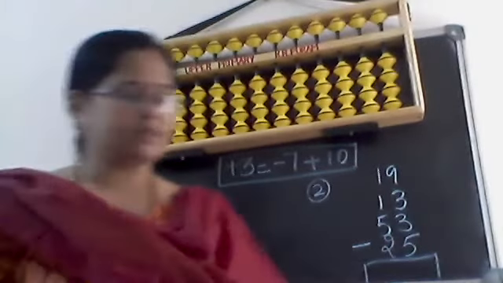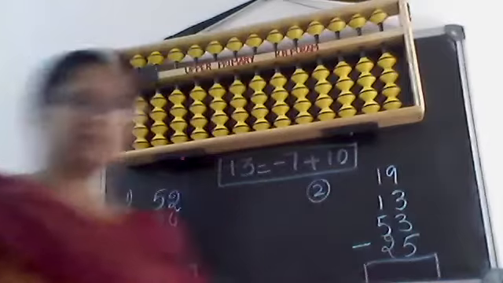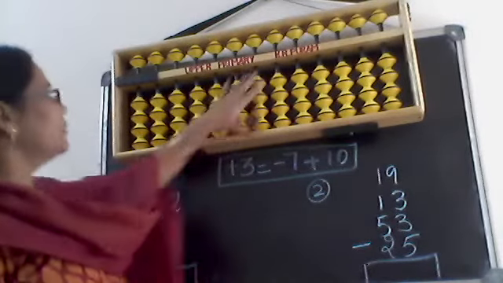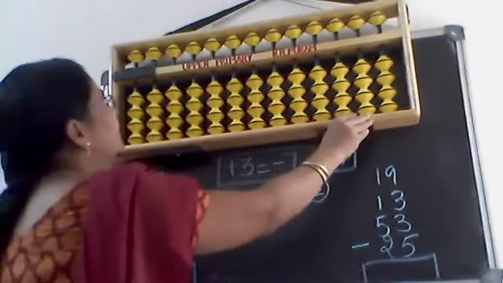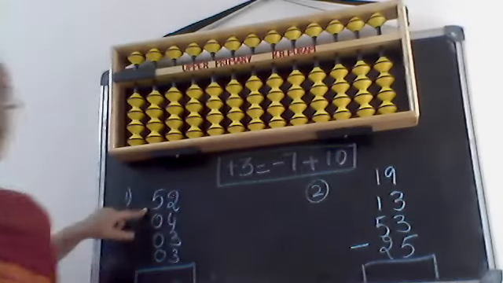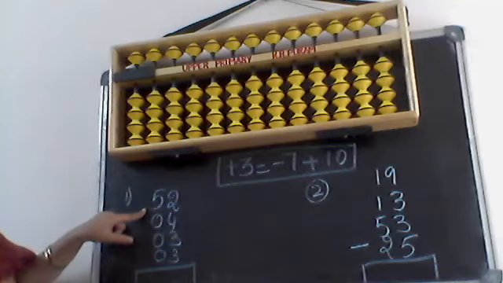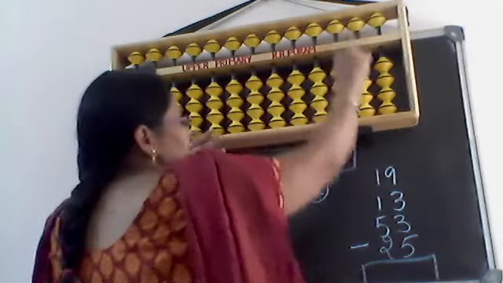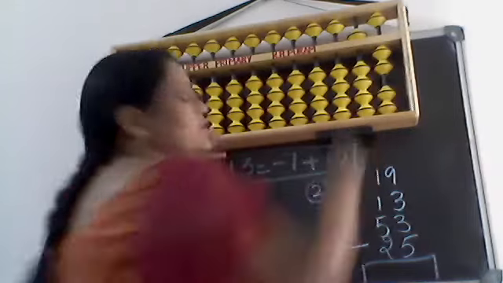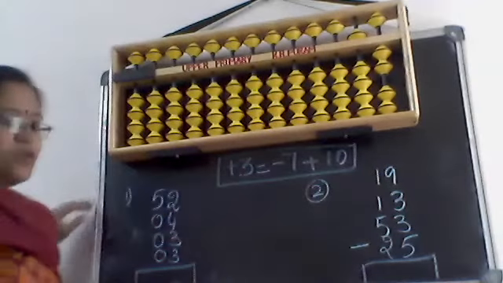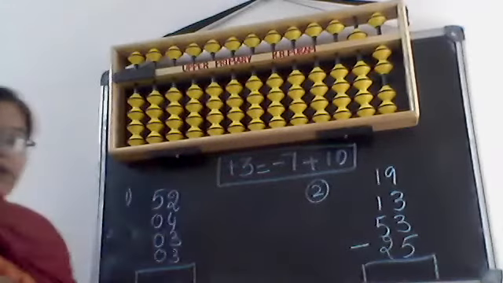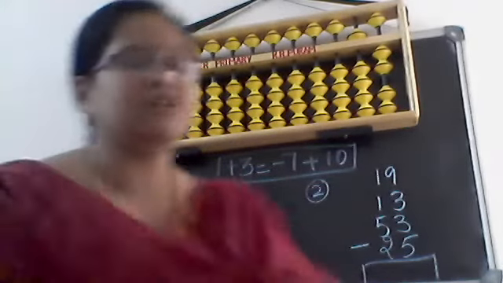Now we will understand plus 3 is nothing but minus 7 plus 10. Now clear the beads. Beads have been cleared. Now we will do 52. How do we do 52? Here in the tens place 50 and 2 is in ones place. So we put a tick mark. We have finished with 52.